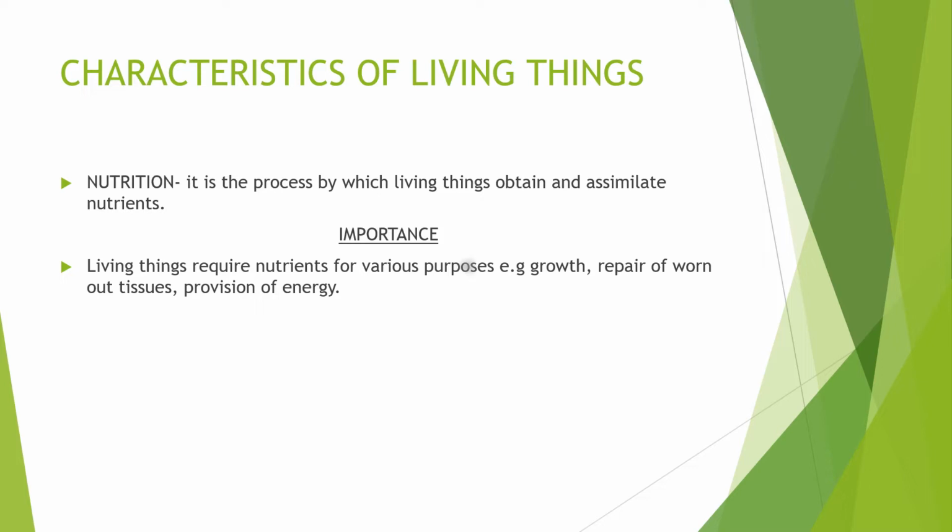The first one is nutrition, which is the process by which living things obtain and assimilate nutrients. We have the importance of nutrition. These living things acquire nutrients and use them for various purposes, for example, growth, repair of worn-out tissues, and provision of energy. Plants acquire these nutrients by manufacturing their own food using light, carbon dioxide, and water through the process of photosynthesis, whereas animals feed on already made food, either from plants or other animals.